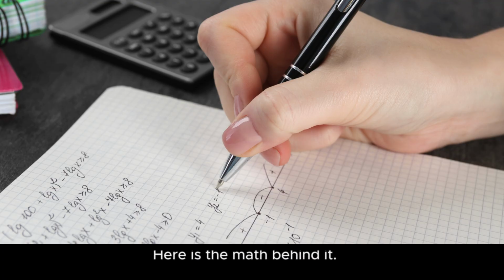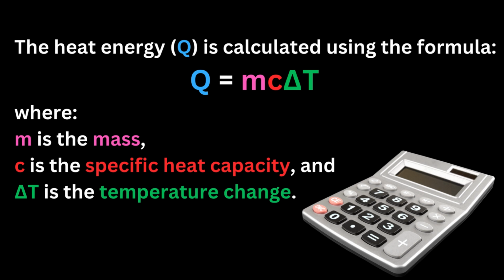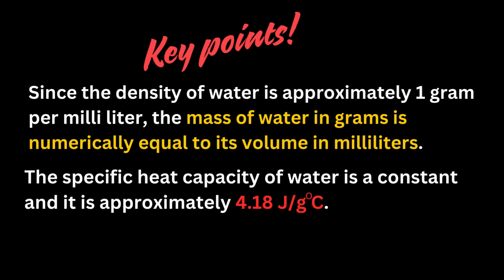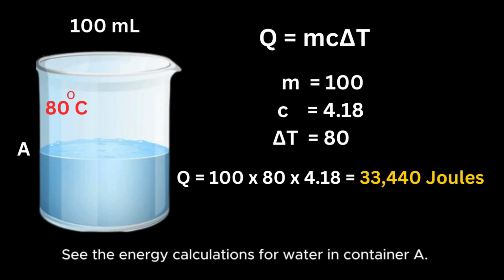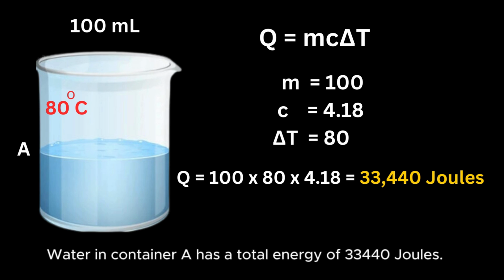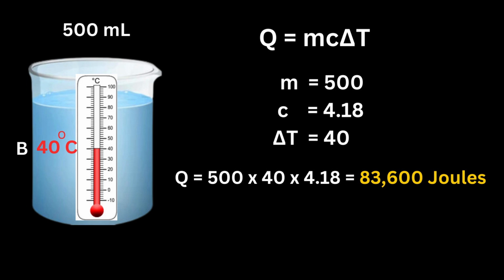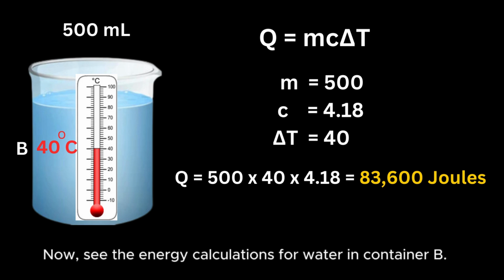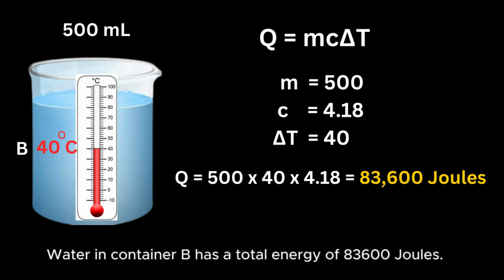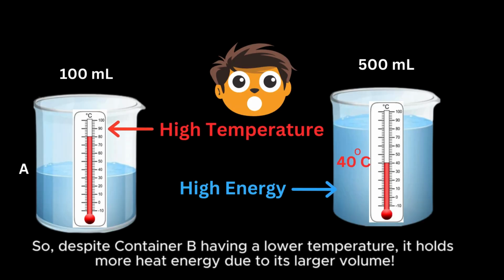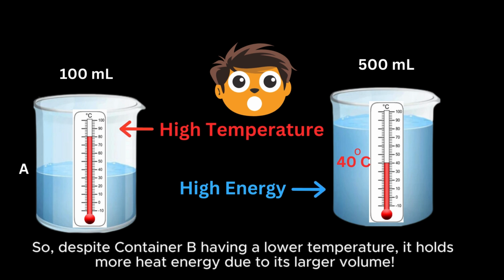Here is the math behind it. See the energy calculations for water in container A. Water in container A has a total energy of 33,440 joules. Now, see the energy calculations for water in container B. Water in container B has a total energy of 83,600 joules. So, despite container B having a lower temperature, it holds more heat energy due to its larger volume.